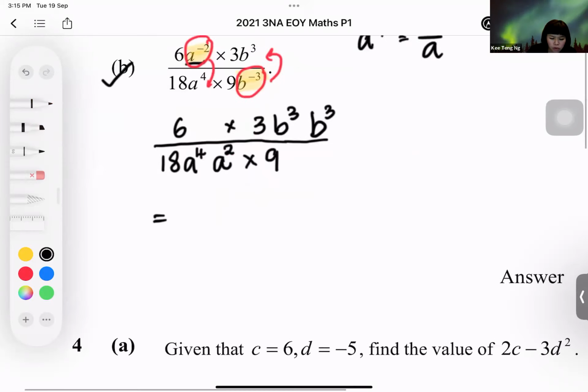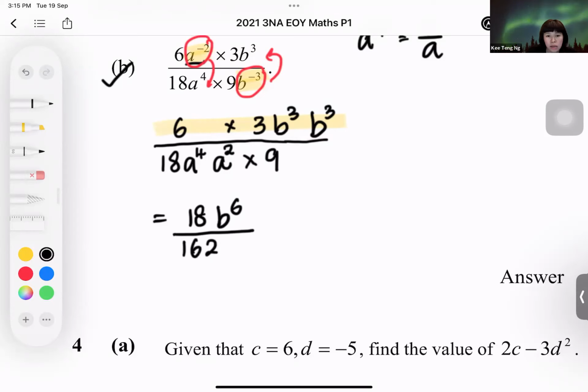Numerator with numerator, so I multiply the numerators together. So 6 times 3, 18. B cubed times b cubed: here got 3, there got 3 more. So b to the power of 6, over 18 times 9. That gives me 162. A squared and a to the power of 4, a to the power of 2, total that will be a to the power of 6.